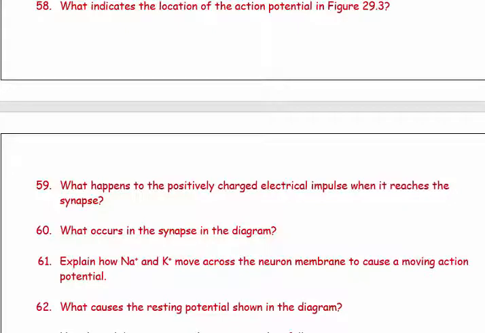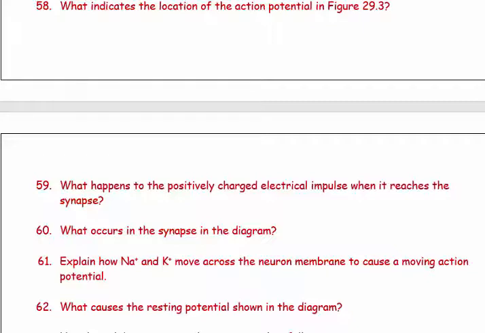Number 61. Explain how sodium and potassium move across the neuron membrane to cause a moving action potential. So the sodium channels open quickly and then the sodium rushes in. As the sodium channels down the axon open, the impulse moves forward. Then the potassium channels open, and the potassium is going to flow out and the cell becomes negative again. Although both the potassium and the sodium are positive, the presence of more of either of them on one side is why we say the cell is becoming negative.